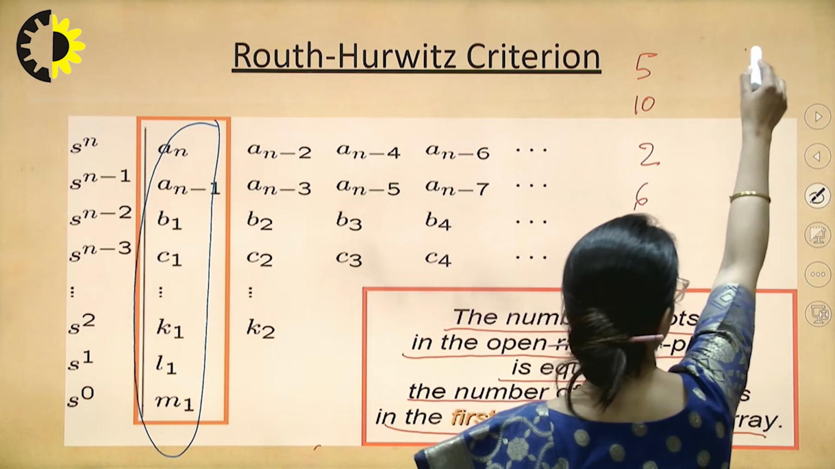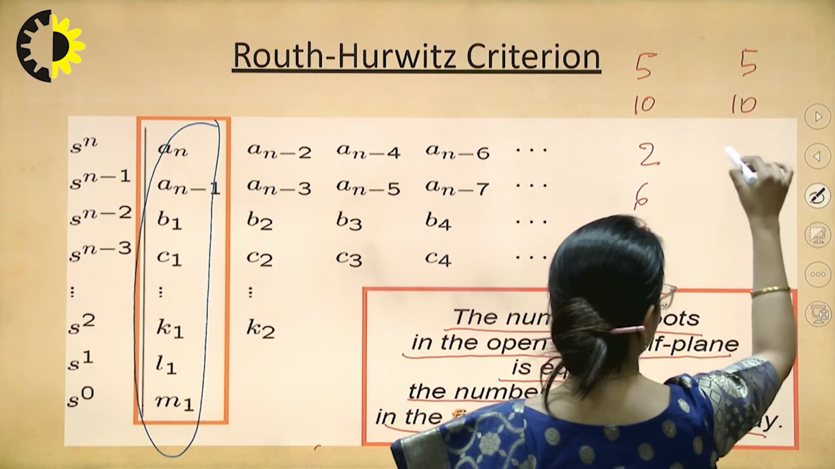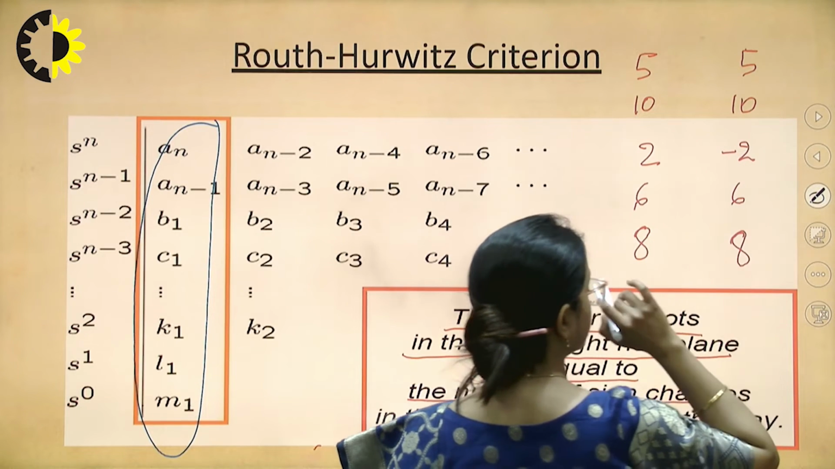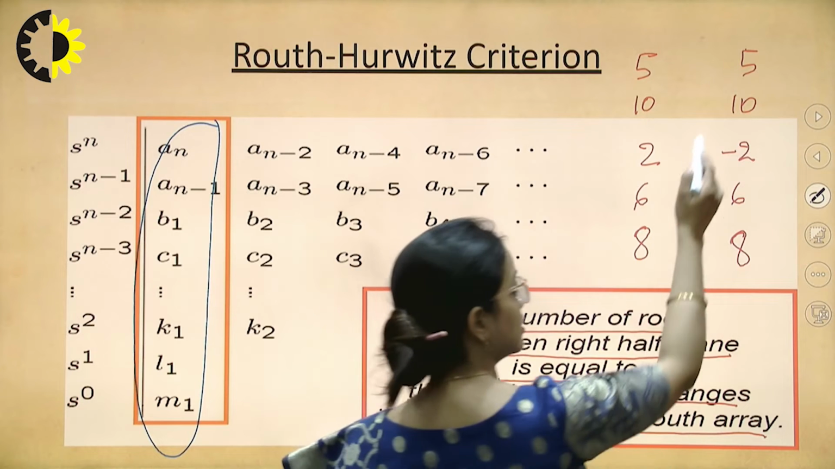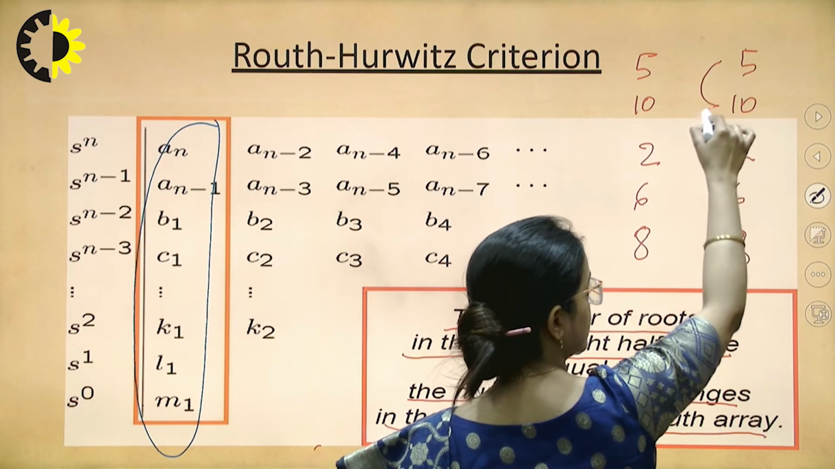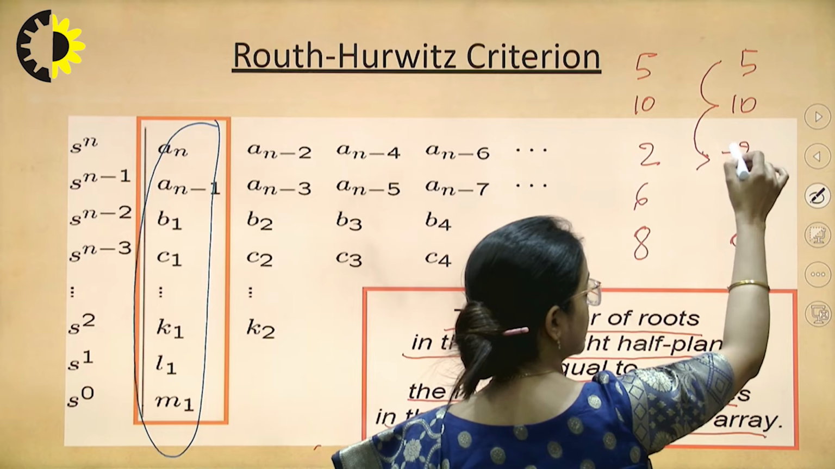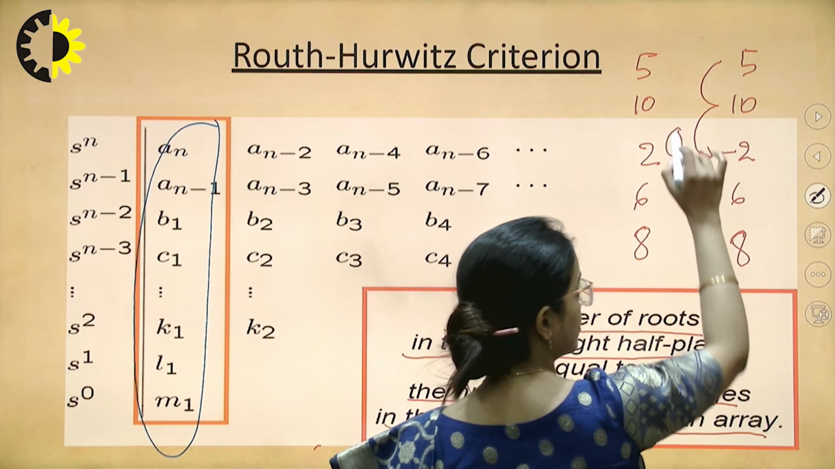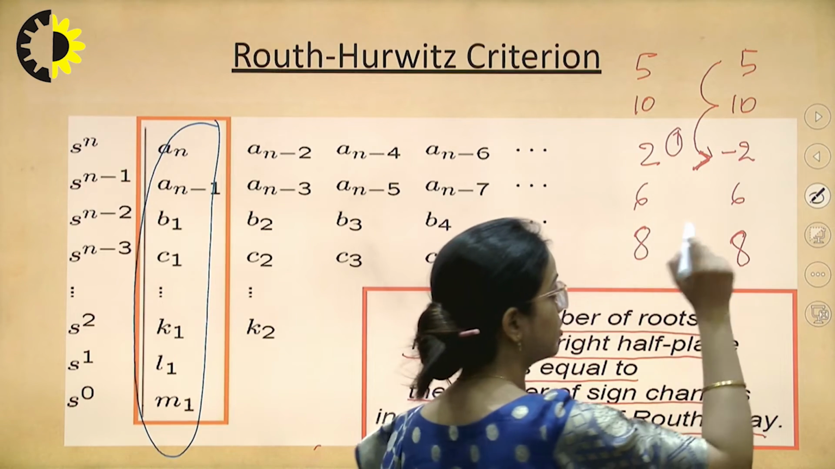Let's say it is 5, 10, minus 2, 6, 8. How many times is the sign changing? Here to here, no change. Here to here, it is changing. So it is 1. For the first time, it has changed.